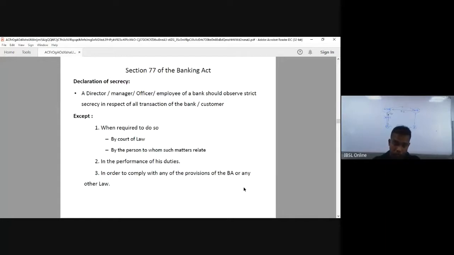The question is, when you provide information to the central bank or any other authority while you are performing your duties as a banker, whether it amounts to a breach of the duty of secrecy.